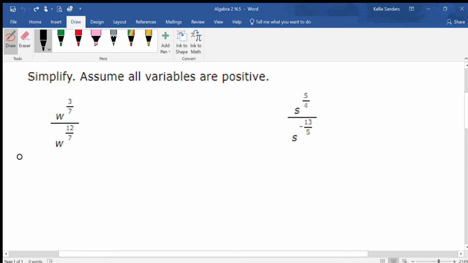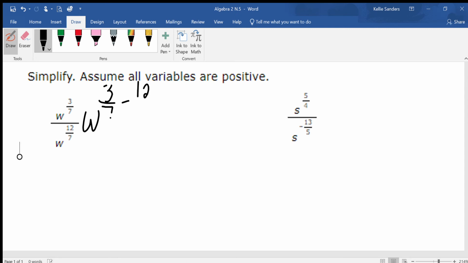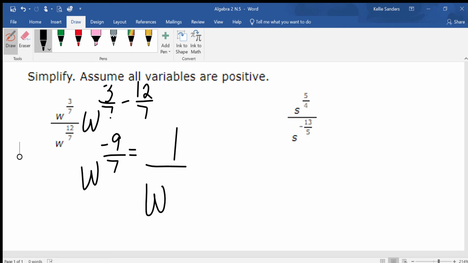So we are dividing here. If we're dividing, then we do what to our exponents? We subtract. So we have W to the 3 over 7 minus 12 over 7. Since I have a common denominator of 7, 3 minus 12 is negative 9. Since the exponent is negative, we want to make it positive, so we will take it to the bottom.